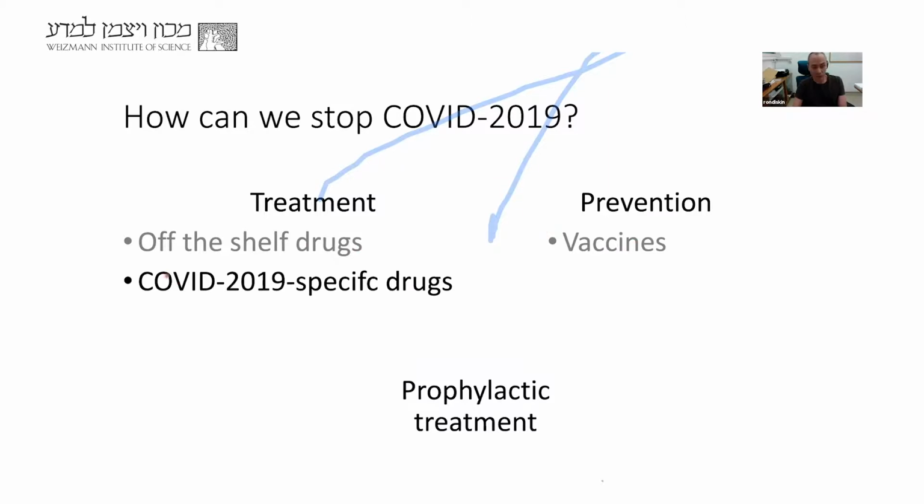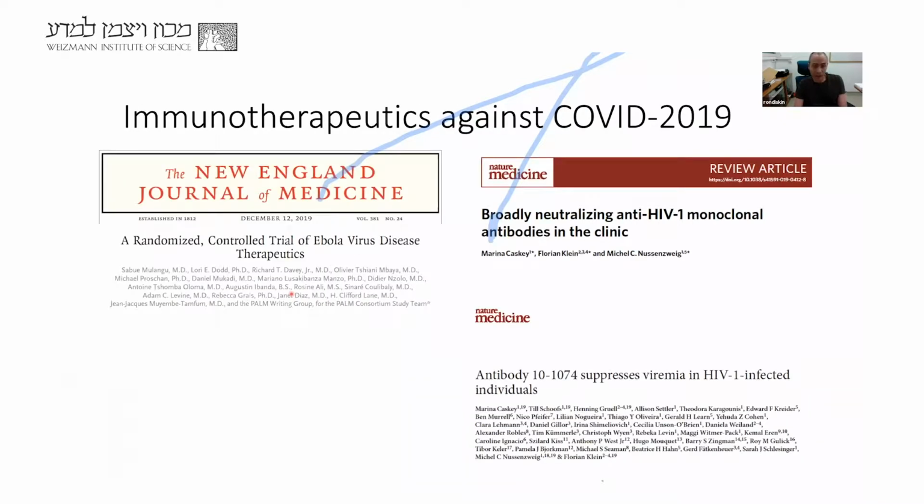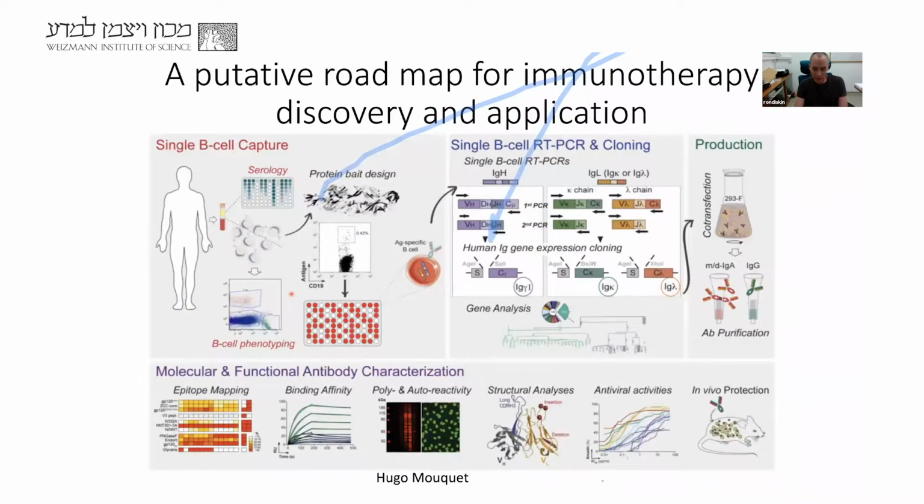So we talked about off-the-shelf drugs and vaccines. Now I want to refer to specific drugs against this particular virus. One of the approaches that seems to be very promising in recent years in fighting various different viruses is to use monoclonal antibodies. And I also think that once we have good monoclonal antibodies against this SARS coronavirus, that will also be a good treatment option for people.